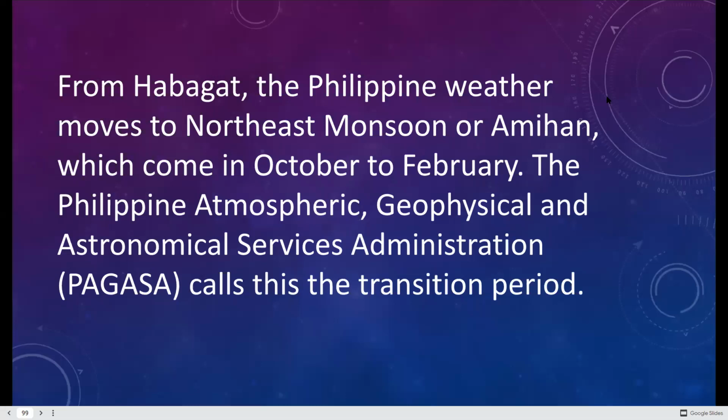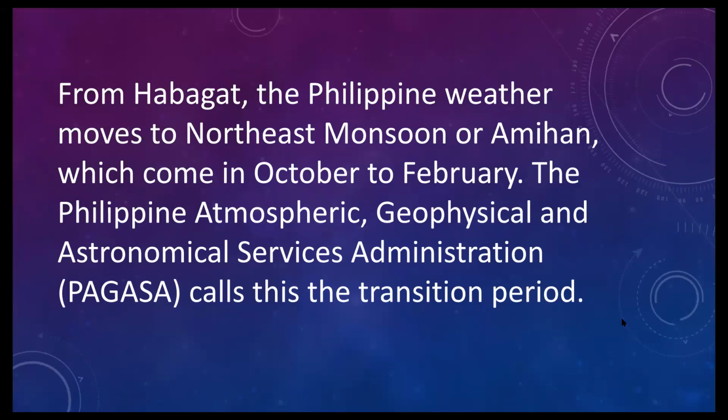From habagat, the Philippine weather moves to northeast monsoon or hanging amihan, which comes in October to February. Okay, the Philippine Atmospheric Geophysical and Astronomical Services Administration, or Pag-asa, is the institution that monitors the weather condition. It calls this the transition period.